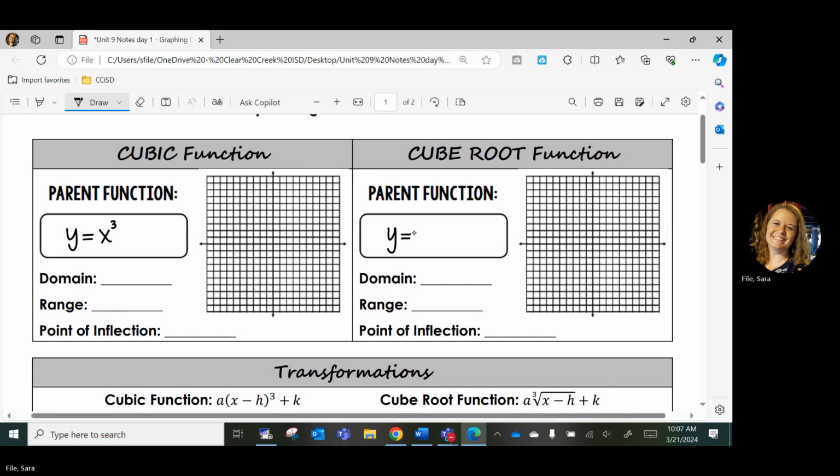Say that again. So it looks like a square root. Remember that symbol is called a radical. So it's the radical symbol, but we don't say square root. To know that it's a cube root, we have to put the 3 as the index.